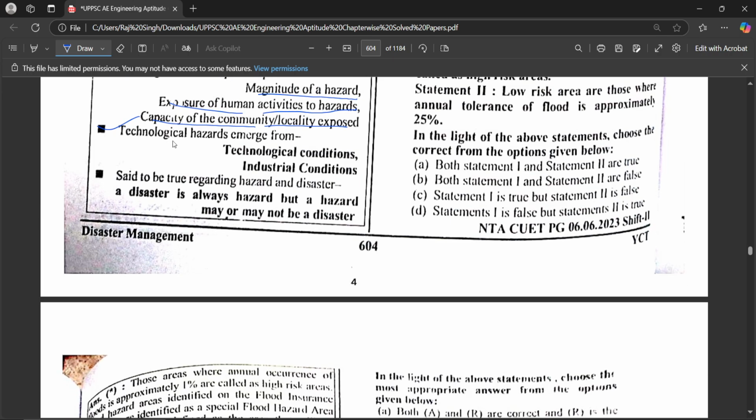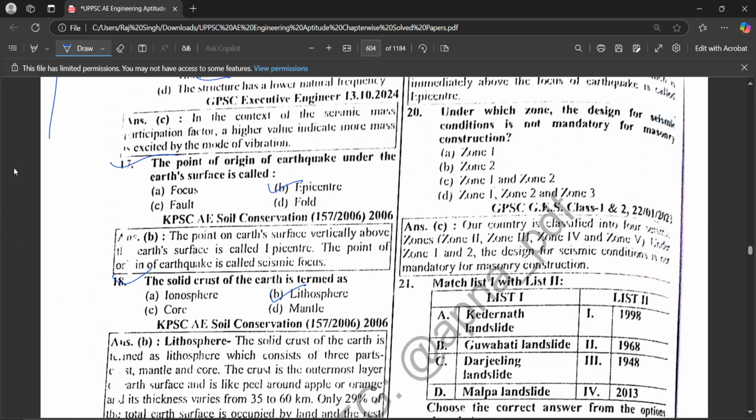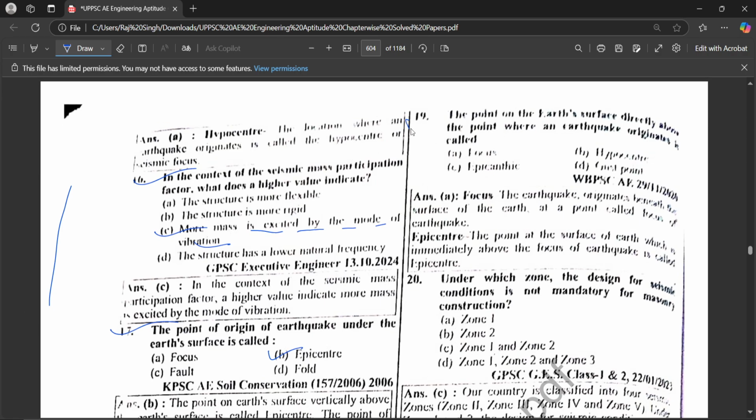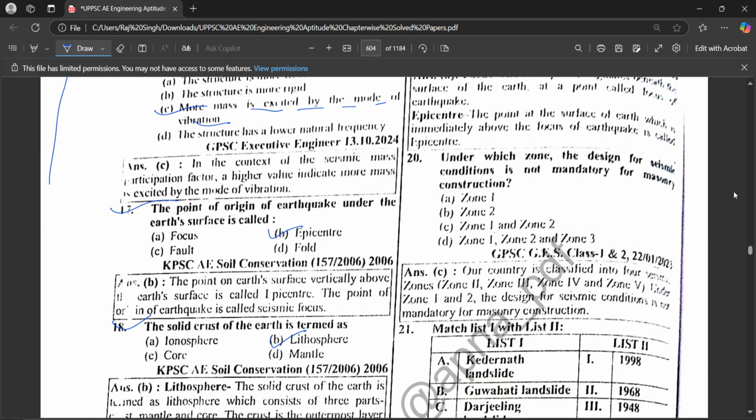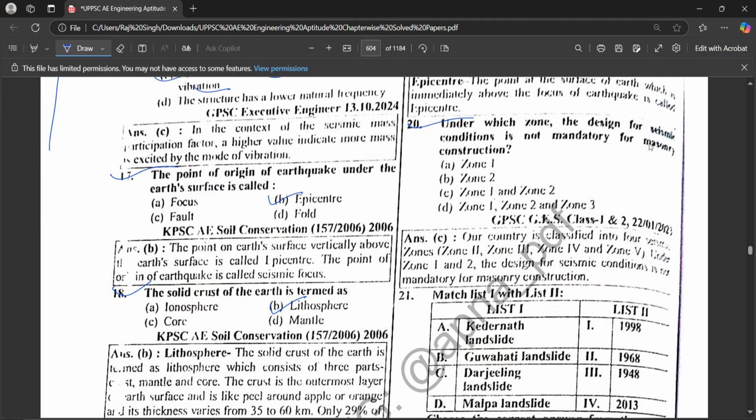Technological hazard emerge from technological condition, industrial condition. Which is true regarding hazard and disaster? A disaster is always a hazard, but a hazard may or may not be a disaster. The point on the Earth's surface directly above the point where an earthquake originates is called, which is called epicenter. Under which zone the design of seismic condition is not mandatory for moving construction, hence which is zone 1 and 2.